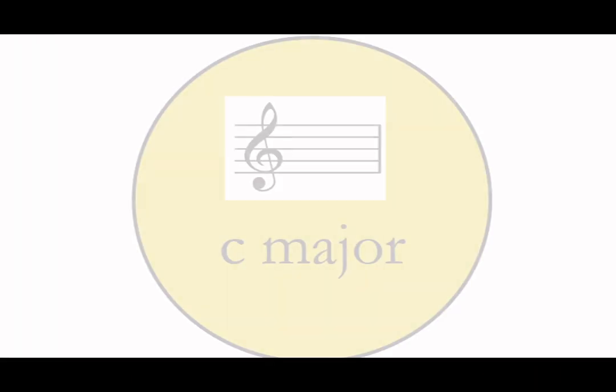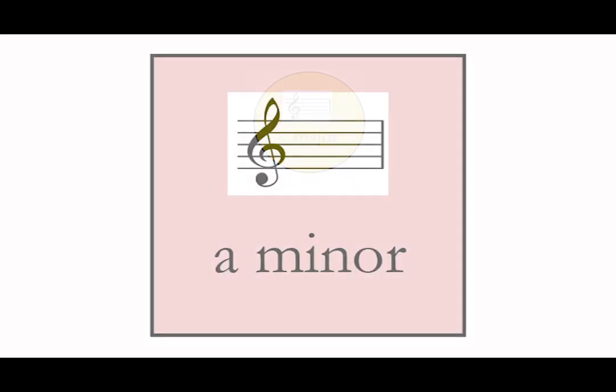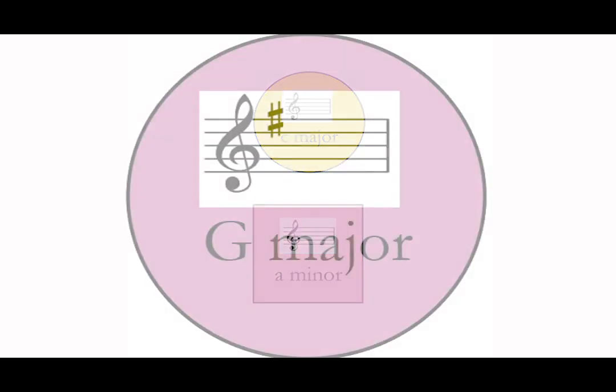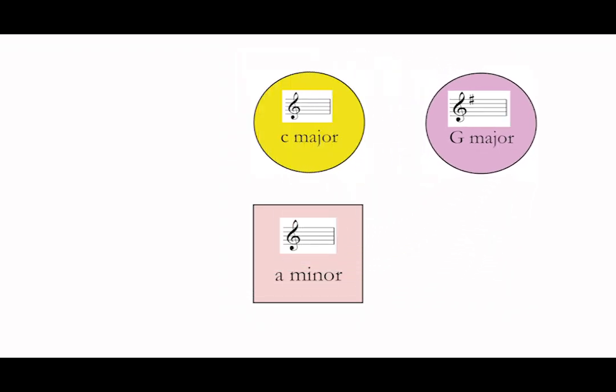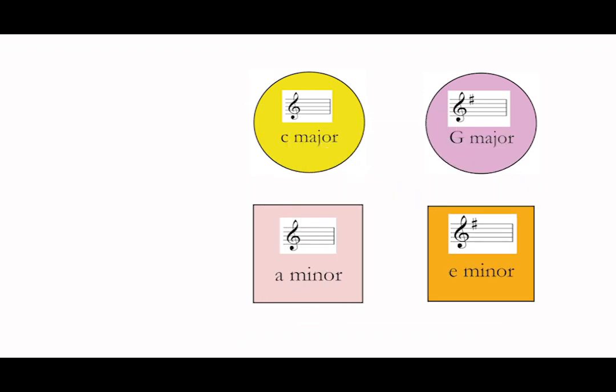So you might be asking yourself, for any given key, how many closely related keys are there? Well, let's take a look. Let's start with an easy key, C major. We know that the key of C major has a relative minor that shares its key signature, so A minor is closely related. But if we add one accidental to the key signature, one sharp, we can find G major and its relative minor, E minor. Both are one accidental difference.